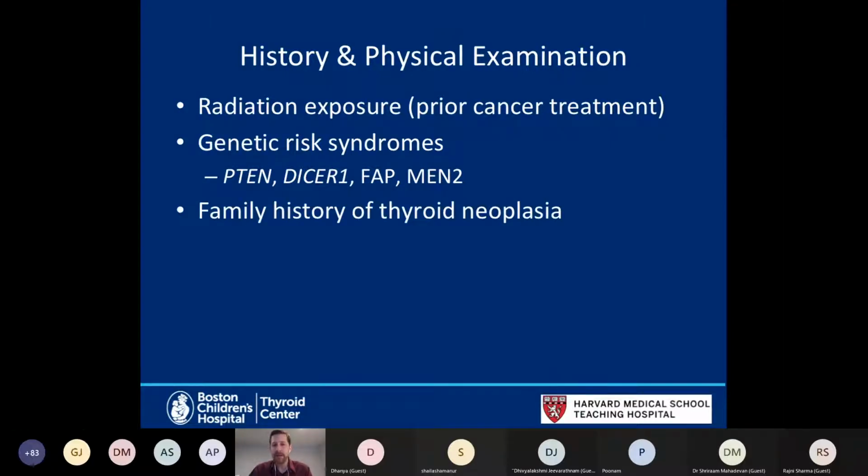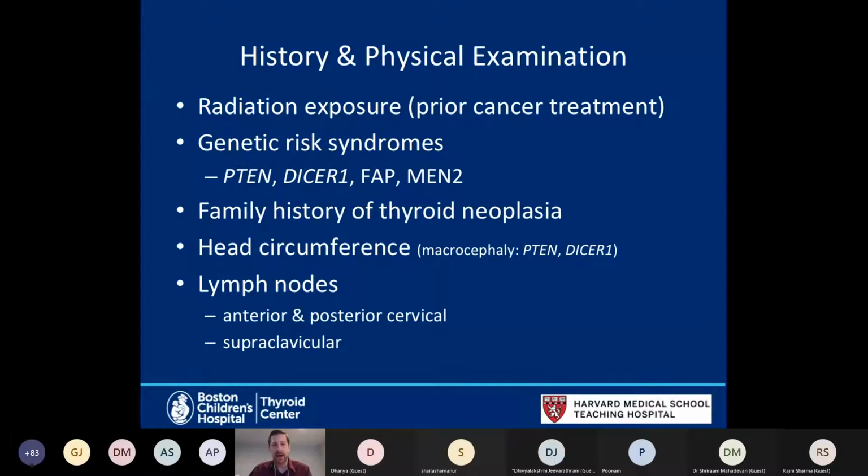Family history of thyroid neoplasia, and in terms of physical exam, in addition to a careful examination of the thyroid, obviously, I always measure head circumference since macrocephaly is a component of 2 of these genetic syndromes, as well as a careful exam of the cervical lymph nodes for any possibility of metastatic disease.